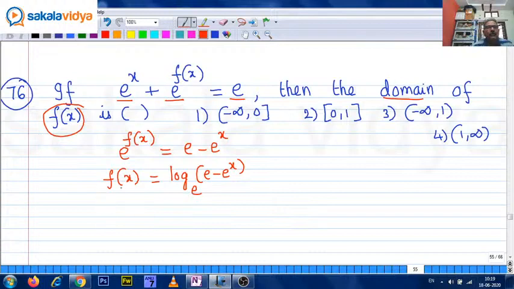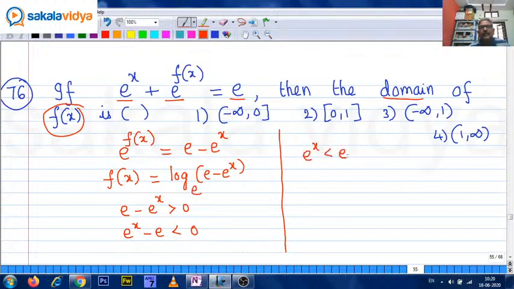Right, now to define f of x, e minus e power x must be greater than 0. That means e power x minus e is less than 0. That means e power x is less than e, that is e power 1, so x is less than 1. So x less than 1 means the domain of f is minus infinity to 1. That means the third option is the right option. Third option is the right option.